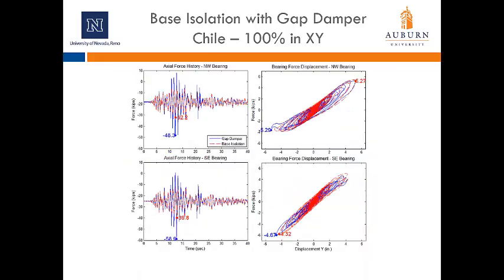This next slide illustrates the comparison a little bit better. For the gap damper shown in blue, the base isolation alone shown in red. We see, with the axial force histories shown on the left, that the peak axial forces or peak compressive forces for the gap damper configuration were increased quite a bit compared to the base isolation configuration. Likewise, on the right, we see degradation in the hysteresis loop for the gap damper system relative to the base isolation system.